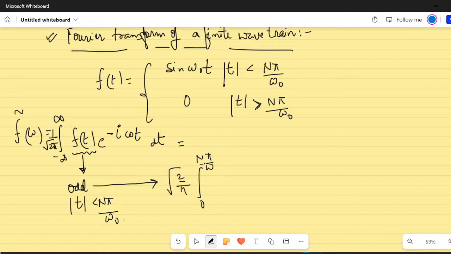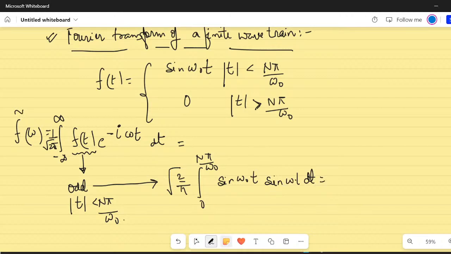Why would I write n pi upon omega naught? Because from n pi upon omega naught to infinity, the function itself is 0. So the limits will only go from 0 to n pi upon omega naught. There will be no contribution to the integral from the other part. So I'll simply write sine omega naught t here, and sine omega t dt. Okay.